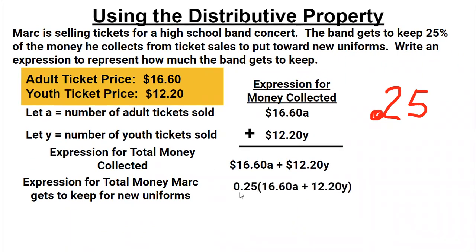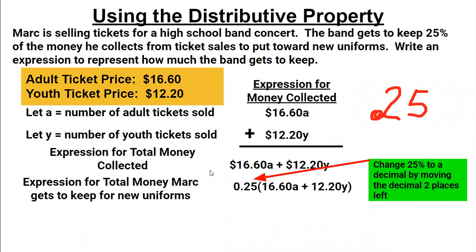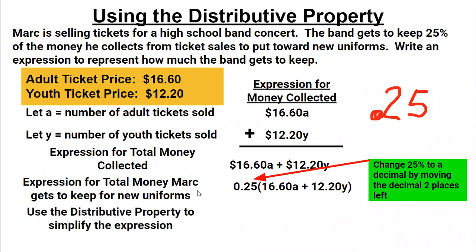So 0.25 times the quantity, whatever the total money collected is. The total money collected is going to be this expression right here. And this is going to be the percent that Mark gets to keep. So don't forget to change your 25% to a decimal by moving the decimal 2 places to the left. And then use the distributive property to simplify the expression.